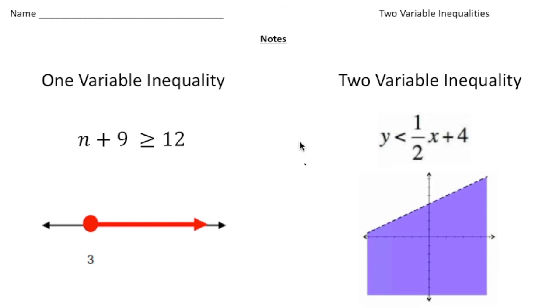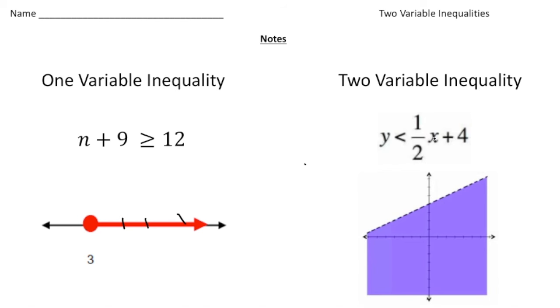This really shows you the difference between what a one variable inequality looks like compared to a two variable inequality. Here we have a one variable inequality: n plus 9 is greater than or equal to 12. If you solve for n, you get n is greater than or equal to 3. So all the values greater than or equal to 3 are solutions to the inequality.